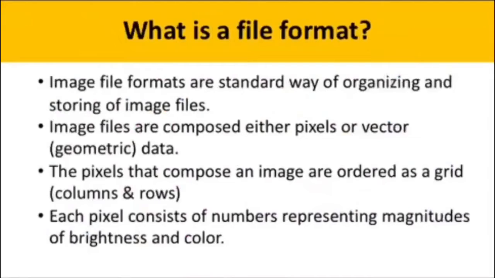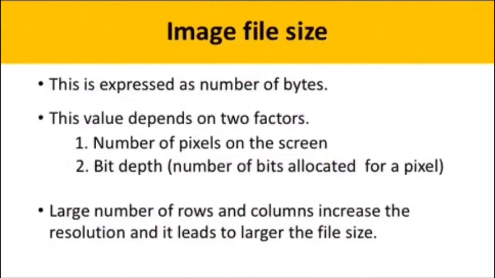The pixels that compose an image are ordered as a grid, columns and rows. Each pixel consists of numbers representing magnitudes of brightness and color. Image file size is expressed as number of bytes. This value depends on two factors. 1. Number of pixels on the screen. 2. Bit depth, the number of bits allocated for a pixel. A large number of rows and columns increases the resolution, and it leads to a larger file size.